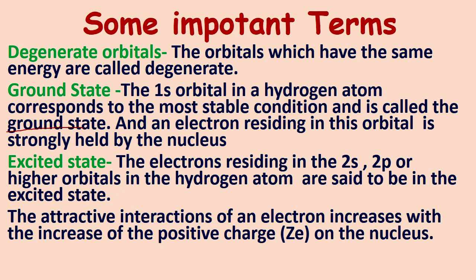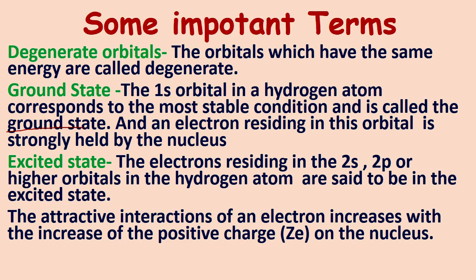Some important terms related to atoms. Degenerate orbitals. The orbitals which have the same energy are called degenerate orbitals, meaning the orbitals in a subshell. Like 3d has 5 orbitals, so all these 5 orbitals have the same energy and are considered degenerate orbitals.